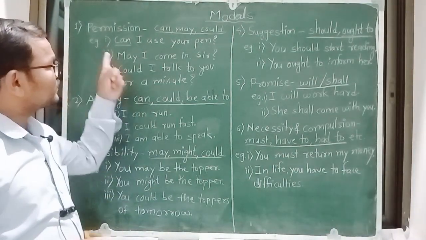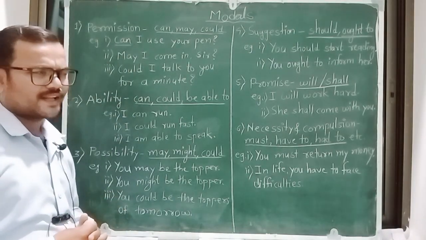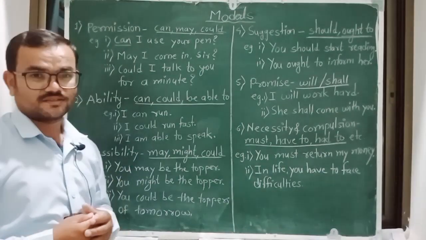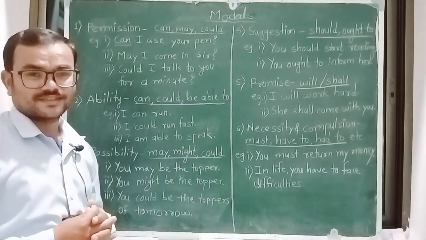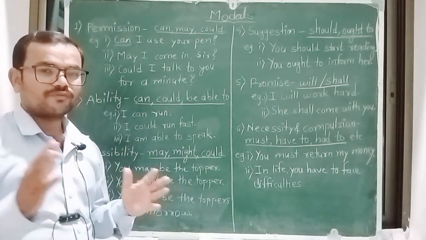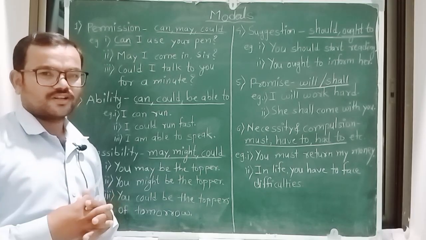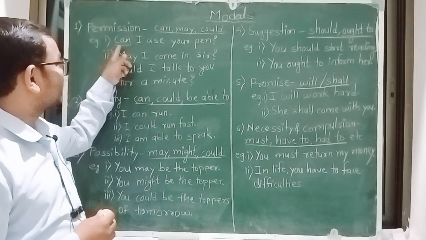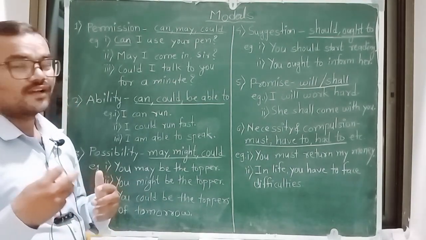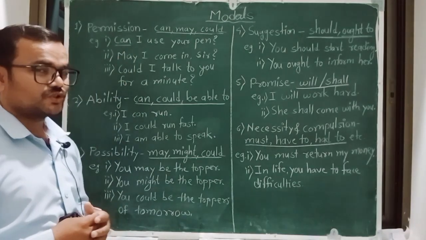But if you see the situation where we use such a modal auxiliary, "Can I use your pen?" this kind of construction is used in informal situations. Whenever we want to seek permission from our friends or our colleagues, we use "Can I use your pen?" While talking in informal situations, we use the first kind of construction.